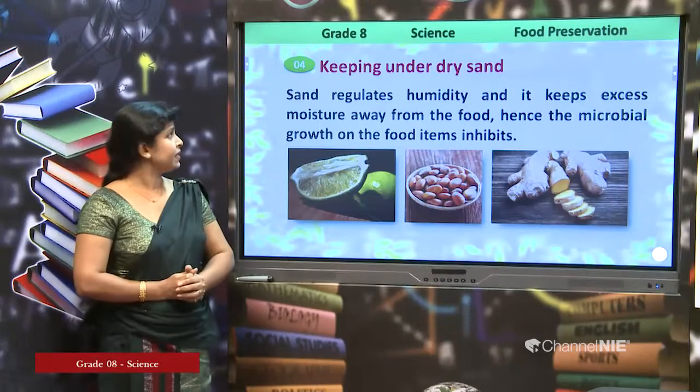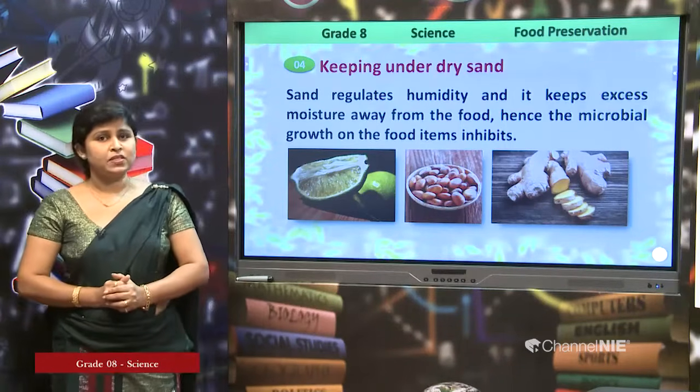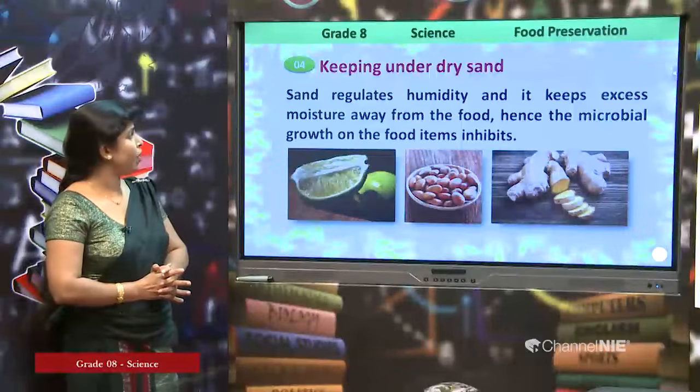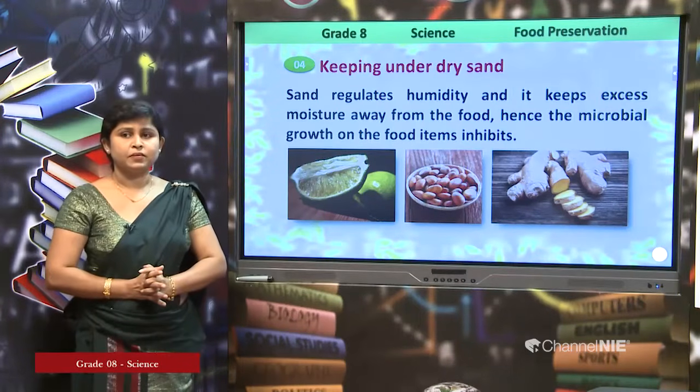Next one, keeping under dry sand, a traditional method. We can preserve food items like lime, jack seeds and ginger by using this method. You know, the sand can regulate the humidity. Humidity means the amount of moisture, and it keeps excess moisture away from the food and hence the microbial growth on the food item is inhibited. Now, that is the way of preserving food items by keeping them under dry sand.